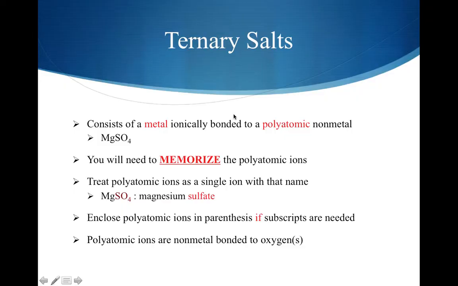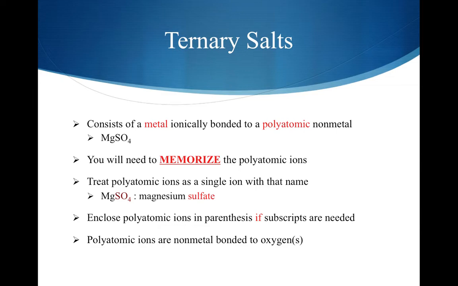So today we're going to be talking about polyatomic ions and how to name them systematically. The first thing on our list when we're talking about polyatomic ions is what's called ternary salts. But pretty much what they are is polyatomic salts. What we learned in previous chapters is a salt is just an ionic bond. So it's taking the polyatomic anion and ionically bonding it with the metal cation. So ternary salts consist of a metal ionically bonded to a polyatomic nonmetal.